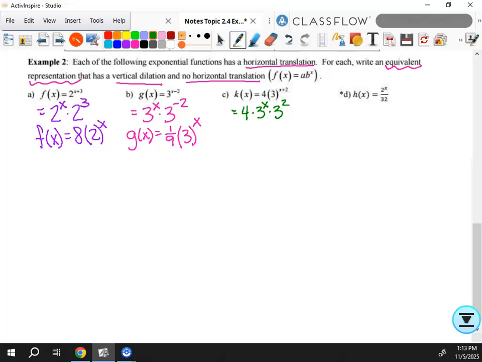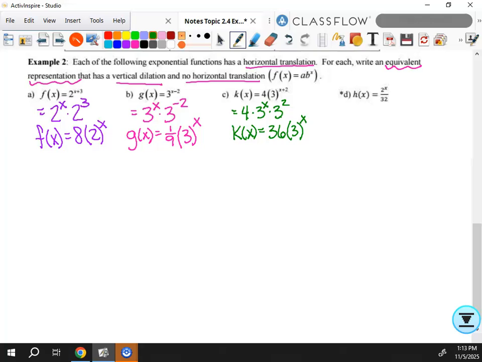Can I multiply the 4 times the 3 right now? No. But after I square this 3 and it becomes 9, now can I multiply 9 times 4? Yeah, because it's a plain old number. So that means that k of x is going to equal 9 times 4 is 36 times 3 to the x power. Any questions on that?